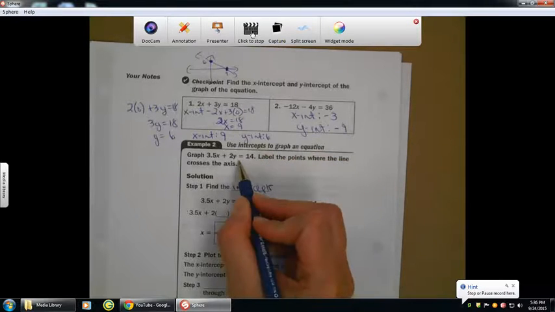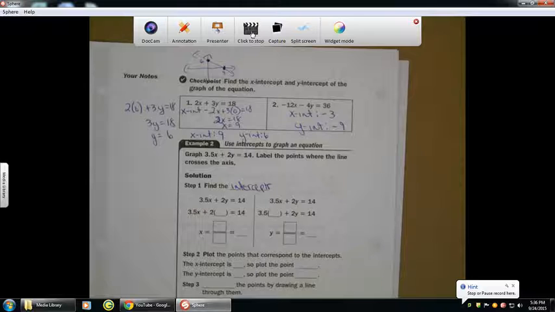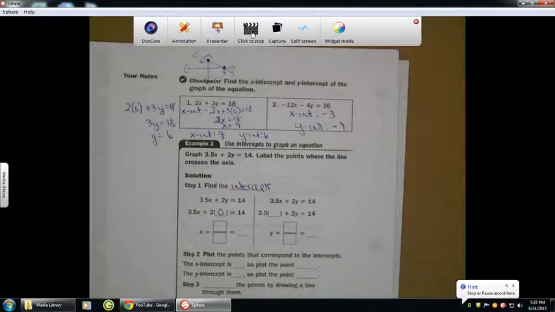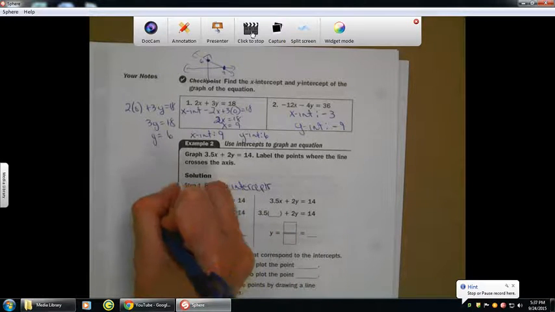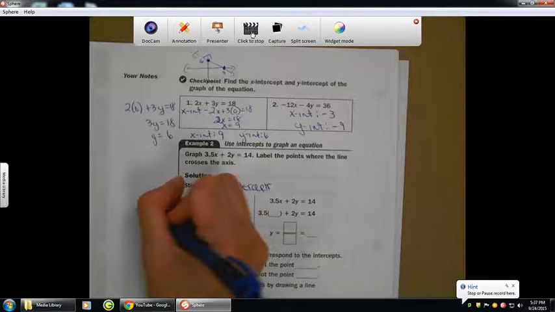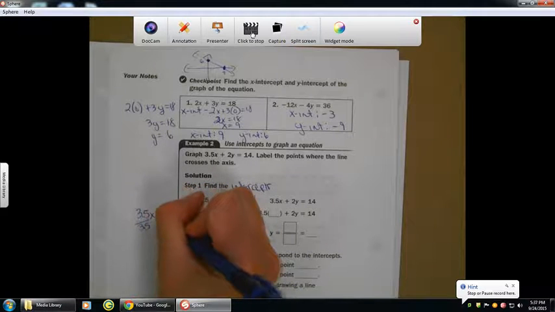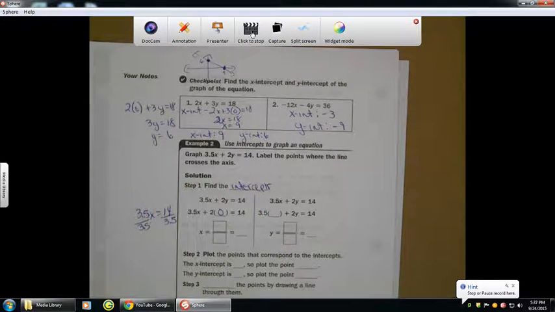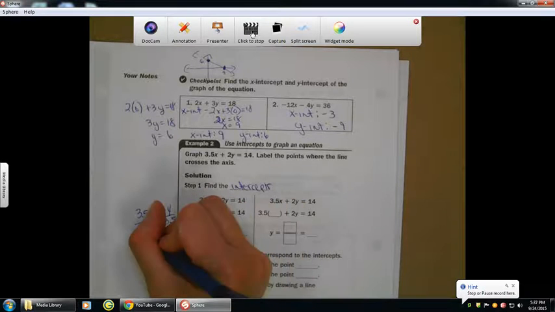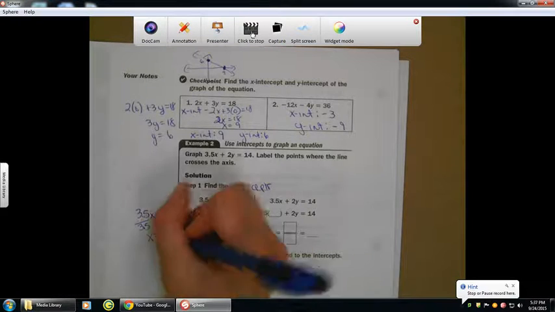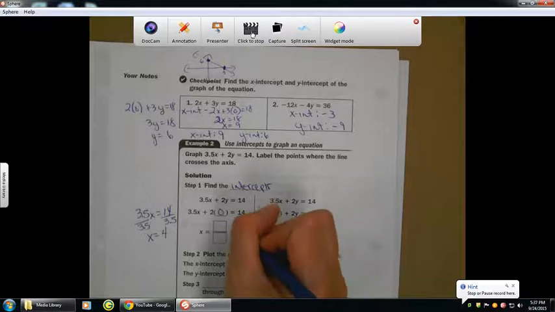Again, my equation is in standard form. The first intercept I'm going to find is my x-intercept. We find the x-intercept by substituting a 0 in for y. Right off to the side, I'm left with 3.5x equals 14. Divide both sides by 3.5. You can use a calculator, you can pause it to get the answer. The answer is x equals 4. So my x-intercept is 4.